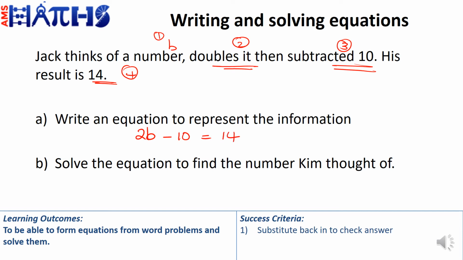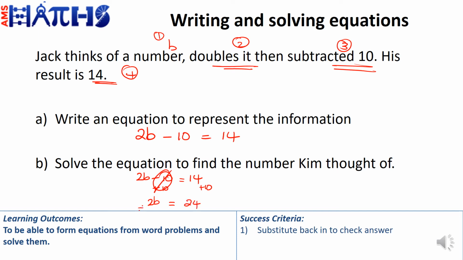And our next part is to just solve. So 2b minus 10 is 14. So we'll keep our 2b at the moment and get rid of our minus 10. So we add 10 on both sides. Minus 10 plus 10 is 0. So we're just left with 2b. And on our right side, 14 plus 10 is 24.